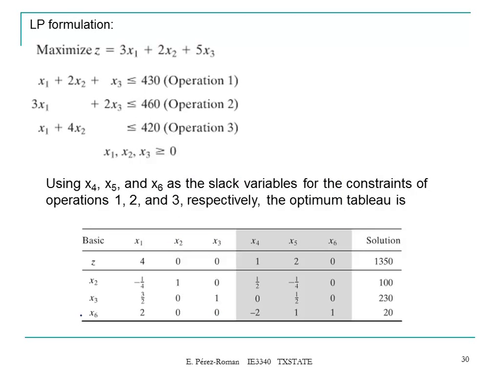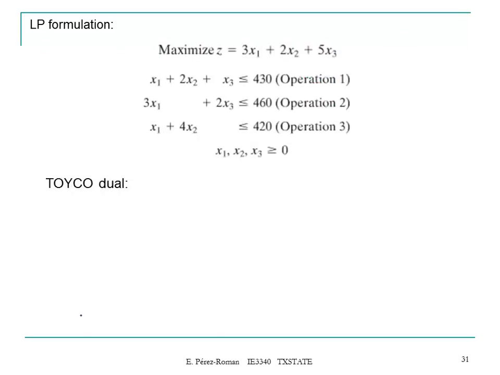If you solve this problem, the optimal solution, as we saw already in class, is $1,350 when you produce no trucks or no trains, 100 trucks, and I believe it was cars, 230 cars. That's your optimal solution. That was the answer for those questions. Okay, so now I want to find the dual for this problem. So let me write the dual.